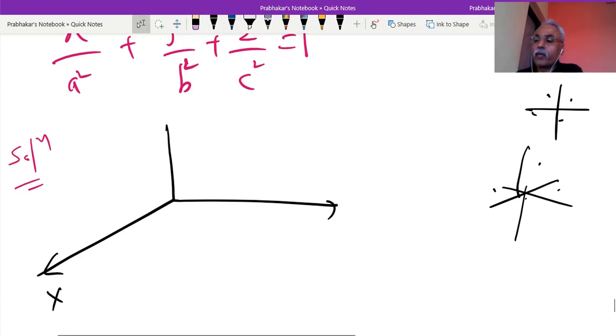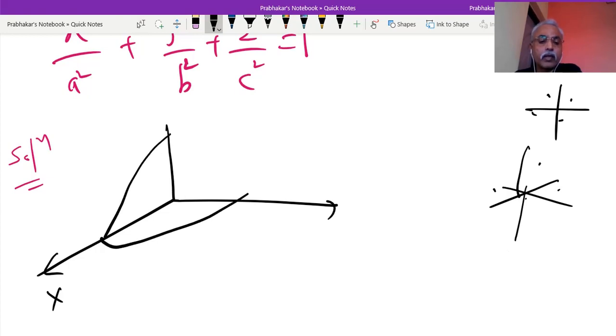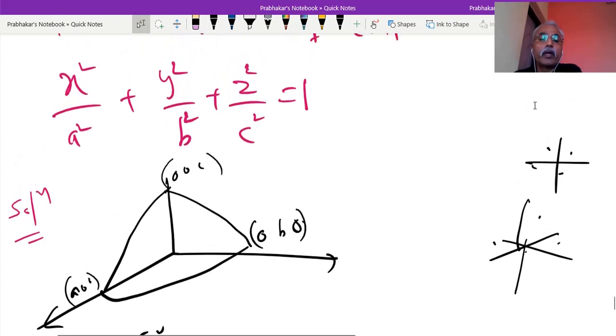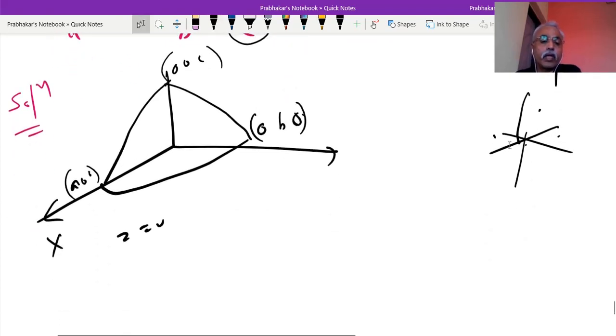So now if I take the ellipsoid, here a, here b, here c, which are (a, 0, 0), (0, b, 0) and (0, 0, c). And if you put z equal to 0 here, this is the z equal to 0 plane, wherever the ellipsoid is there, if you put z equal to 0, that becomes an ellipse. This is the ellipse part.